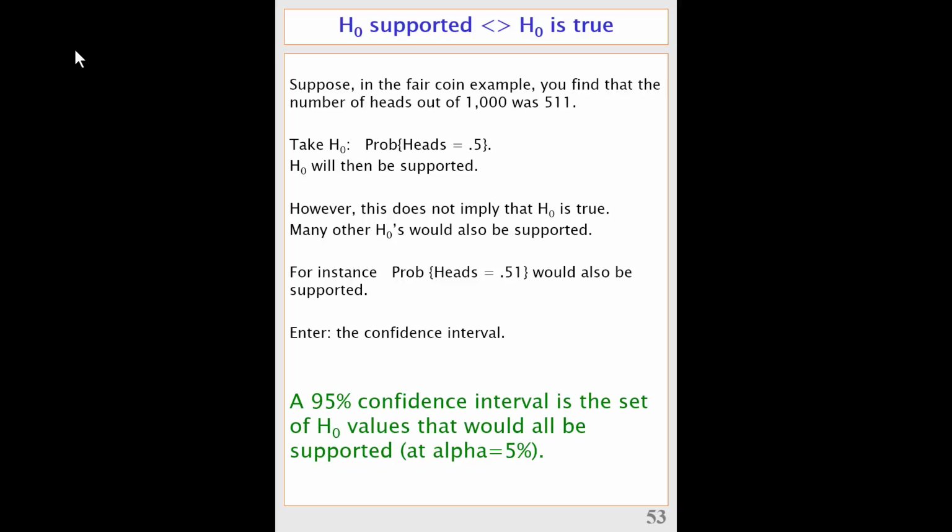And this is actually how a 95% confidence interval is defined. If we test at that alpha equal to 5%, then a 95% confidence interval is actually that set of H0 values that would all be supported. Okay, so we get H0 is first 0.5, we do our calculations, we do our coin flips and so on, and then we end up with a confidence interval, and that confidence interval represents all the H0s here that would have been supported given that we do something as we do here, the flipping of the coin.